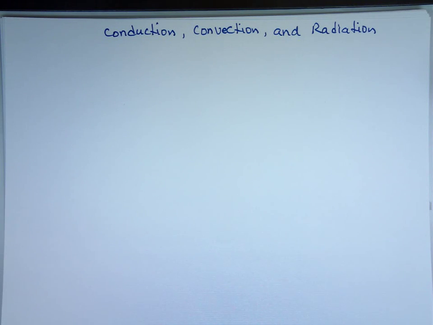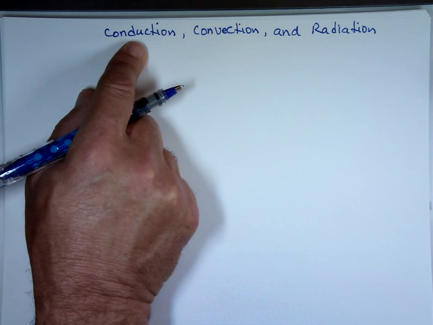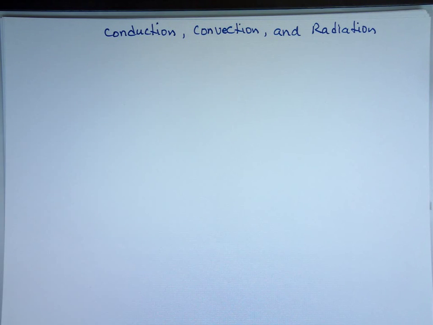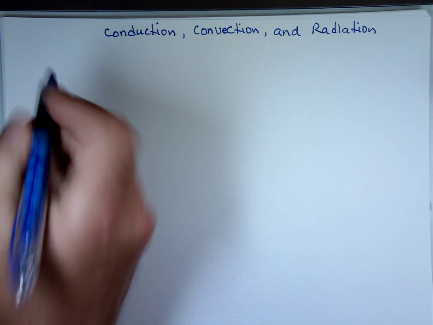So heat can transfer three different ways: conduction, convection, and radiation. Let's look at conduction.